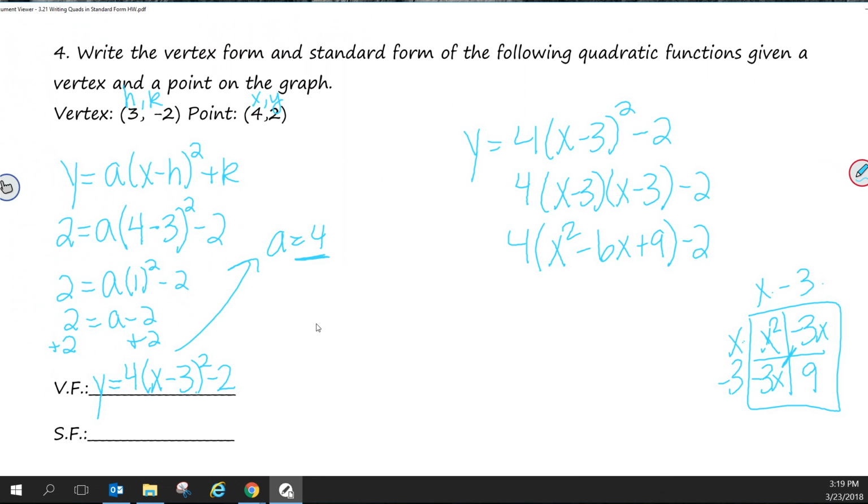Next step, we got to distribute the 4. So 4x^2. 4 times negative 6 is negative 24x. 4 times 9 would be plus 36. And then I bring down the negative 2. Last step, we're going to combine our terms. So we got y = 4x^2 - 24x, and then 36 minus 2 would be 34.